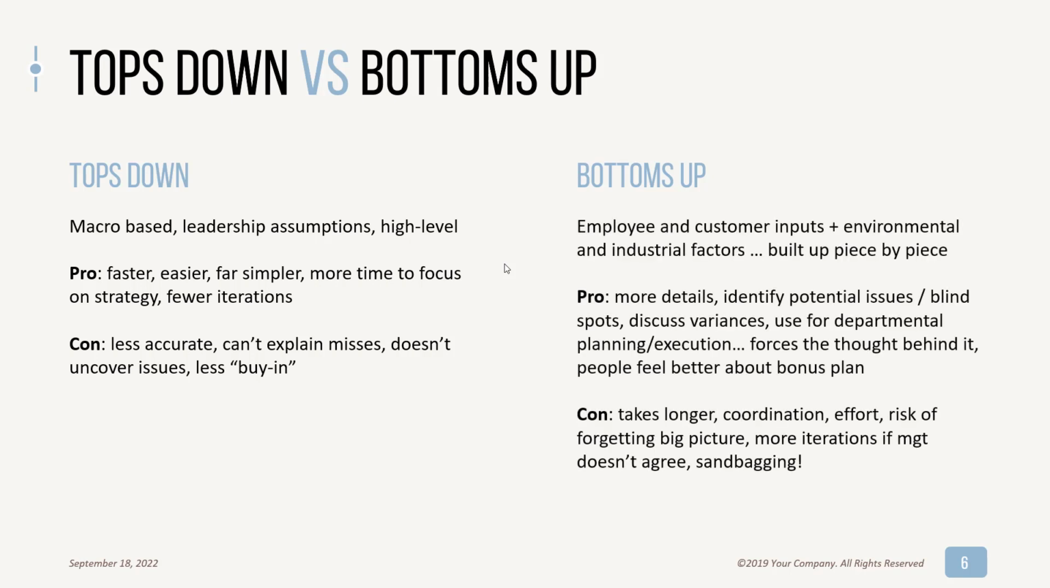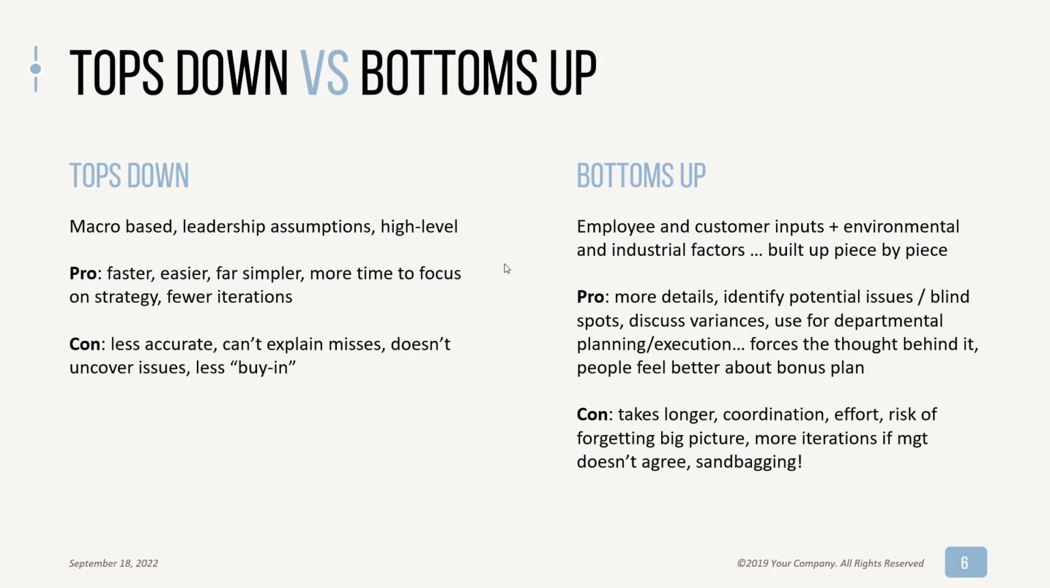Now on the bottom-up side, this is where you start at the bottom. You work with the lower-level employees, the sales team, the production team, and you build it all the way up to the leadership team. You take customer inputs, you learn environmental factors, competitive factors, things within your business. You build it up piece by piece. And what this gives you on the pro side is way more detail. You're going to find potential issues, blind spots, opportunities to build on. You're going to talk through variances.